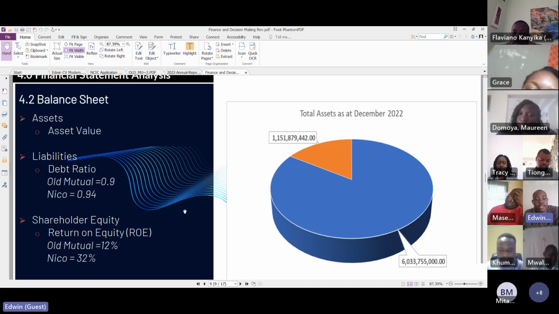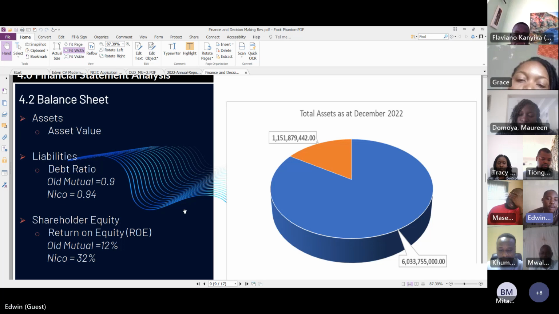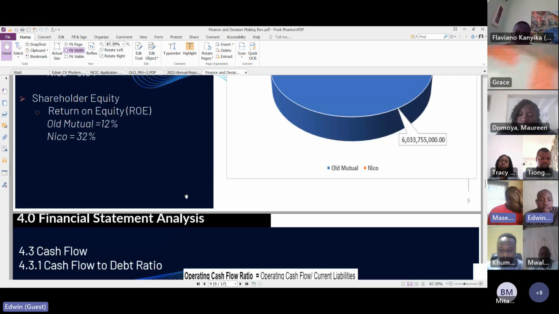For the shareholder equity, Old Mutual managed to retain about 12% of the capital invested by the shareholders, while NICO had a higher return on equity of about 32%.